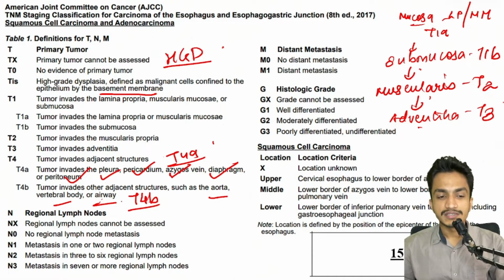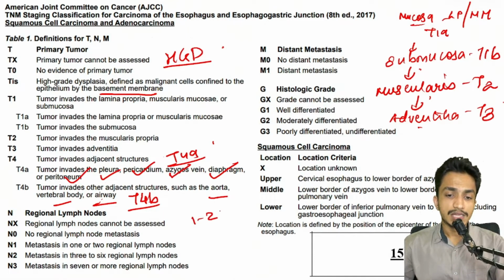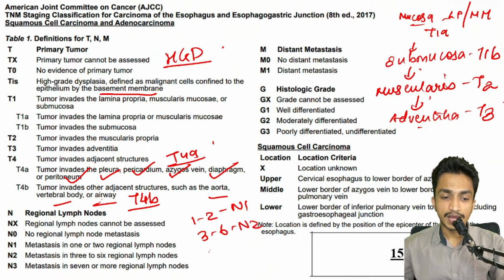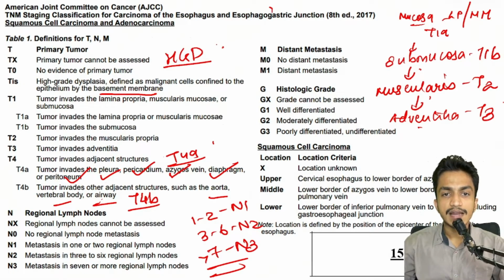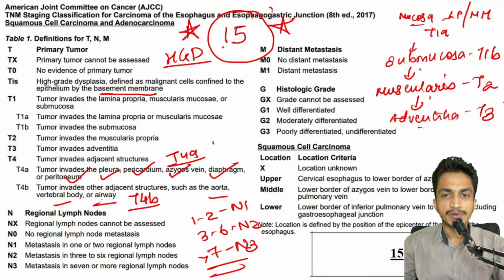Lymph node stations, if involvement of 1 or 2, that is N1, if 3 to 6, that is N2, and 7 or more, that is N3. An important point I would like you to remember is that the number of lymph nodes resected according to the NCCN guidelines for esophageal cancer is 15. So don't get confused in this. This is the number of lymph nodes which should be biopsied or should be in the resected specimen.